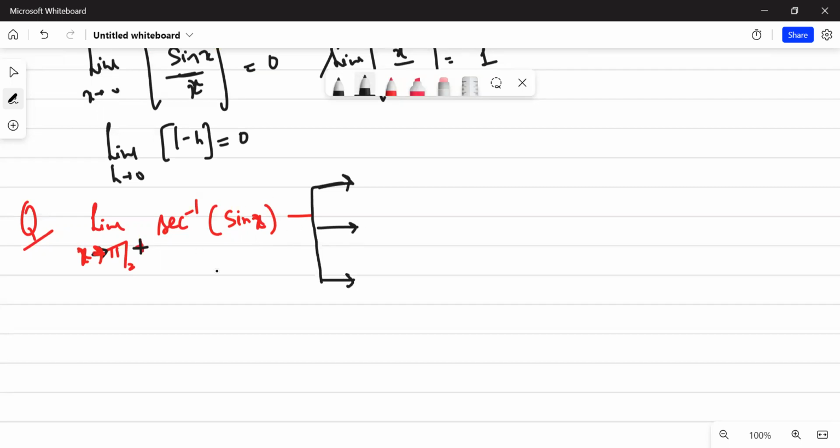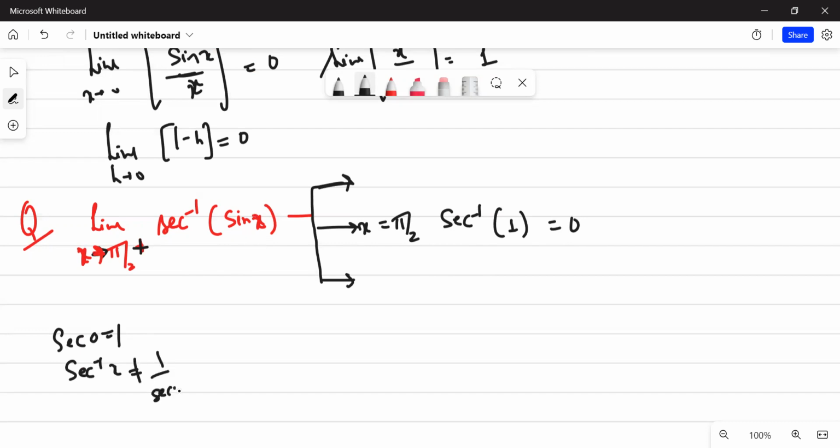Let's first check what will happen at pi by 2. So I am just writing at x equal to pi by 2. What will it be? Secant inverse of sin pi by 2. Sin pi by 2 is 1, and secant inverse 1 will be 0. Remember, secant 0 is 1, and secant inverse is not 1 upon secant x. I hope you remember this. This is an inverse trigonometric function, that is, you want to find an angle for a given value. Is that clear?